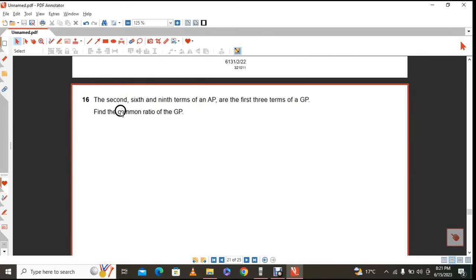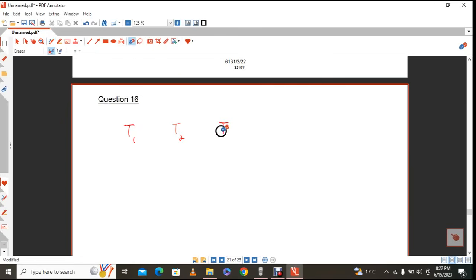Right, so it says the second, let's just make sure. Good, there we go. The second, 6th and 9th term of an AP are also the first three terms of a GP. So let me just write term 1, term 2, and term 3. These ones will be a GP. Now, when you are dealing with a GP, you should know, very important, a GP, the first term is A. Good, let's do the AP first before we write this GP stuff down.